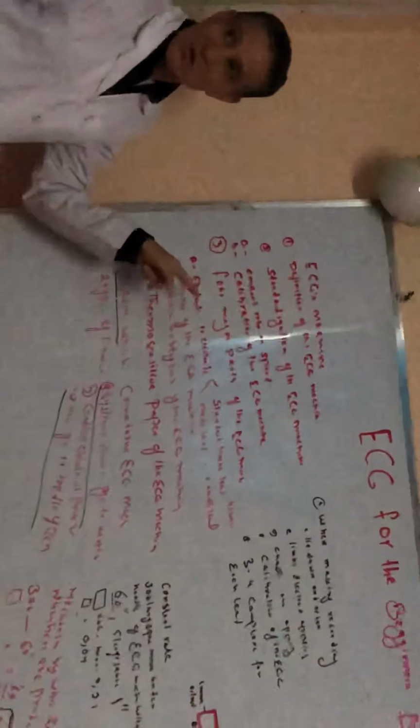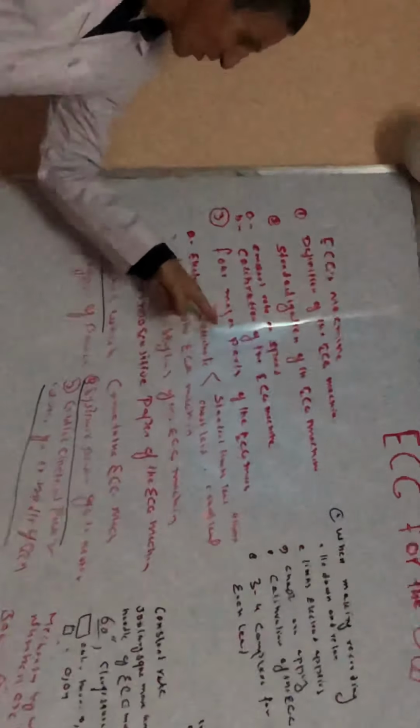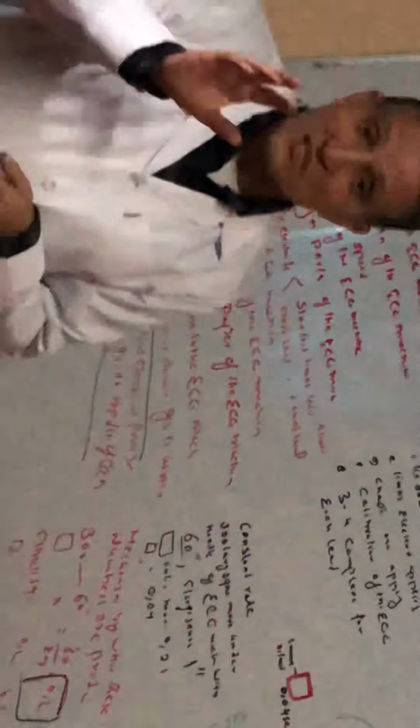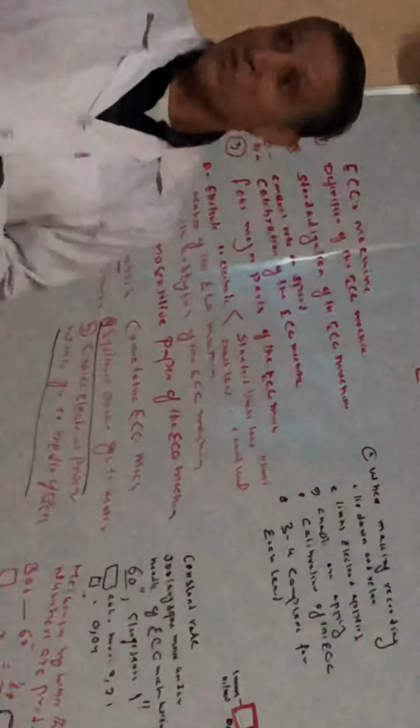There are 4 major parts of the ECG machine. First, the electrode. We have got 10 electrodes. 4 of them are called standard limb electrodes and the other 6 are called chest electrodes. Each electrode should be applied to the special part of the body for which it is labeled.